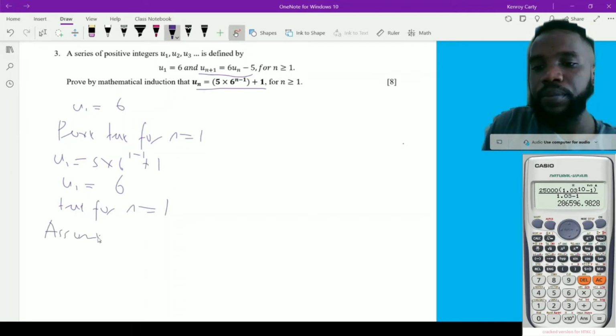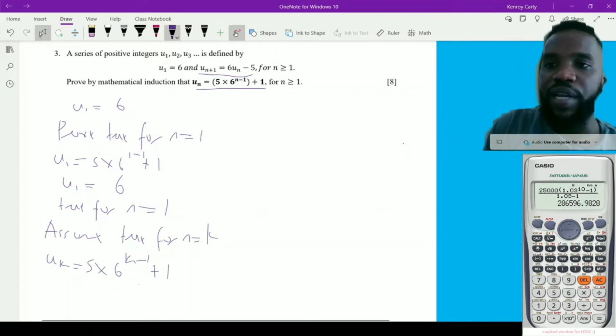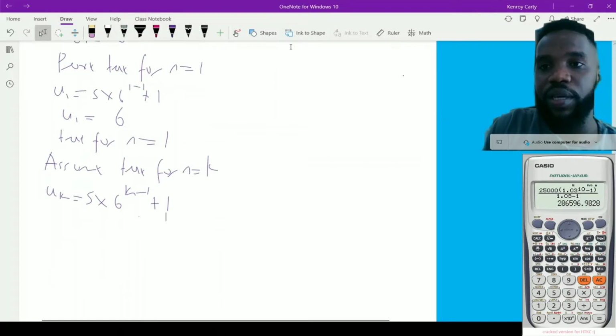And then we have to assume true for n equal k. So I'm going to have uk equal to 5 times 6 to the k minus 1 plus 1. Alright, I don't need a bracket because, of course, multiplication comes before addition. Now, once you have assumed it's true for n equal to k, you're going to have to prove it for n equal to k plus 1.